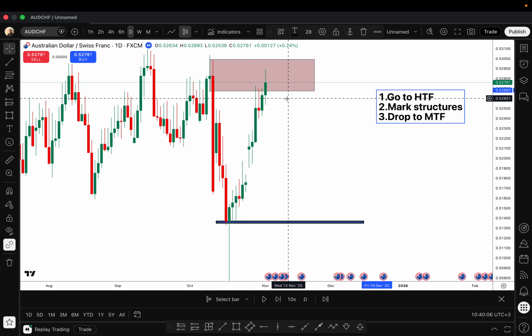By following your rules. That is why I always insist, please have a rules-based strategy. That is what is going to make you consistent in the market.